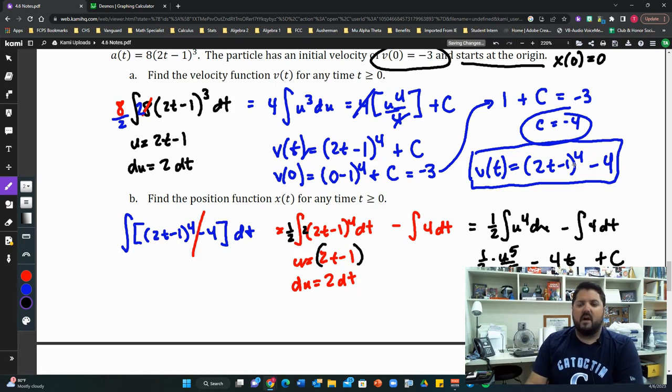Once we get outside of the calculus, outside of the integrals, it's not as big of a deal to write stuff with u's and t's in it. We just don't like to do it inside of the integrals because of our du and dt quantities.